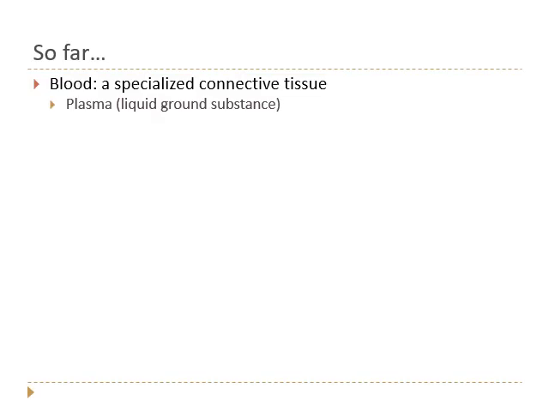So first of all, let's review what we know about blood. It's a specialized connective tissue. Connective tissues have special cells in some type of extracellular matrix. And for blood, that is plasma, which serves as a liquid ground substance. Plasma is primarily composed of water, about 90% of it. And then it also has all kinds of dissolved solutes in it, right?